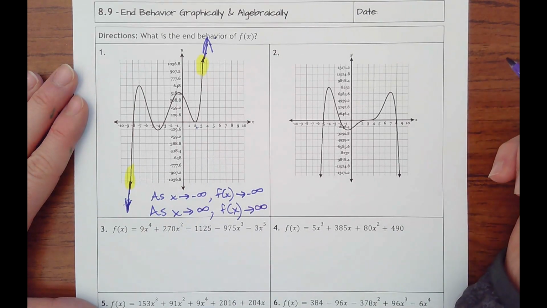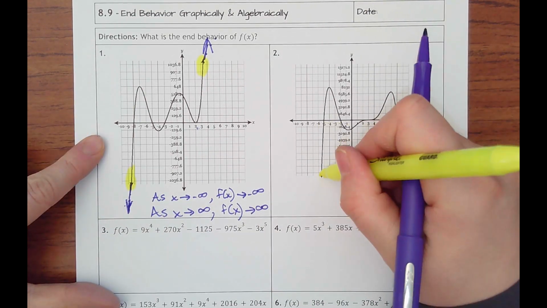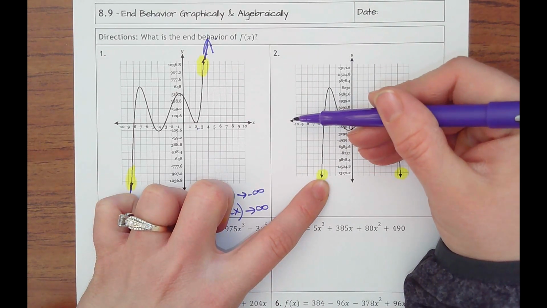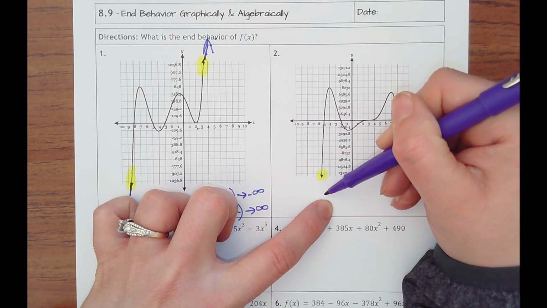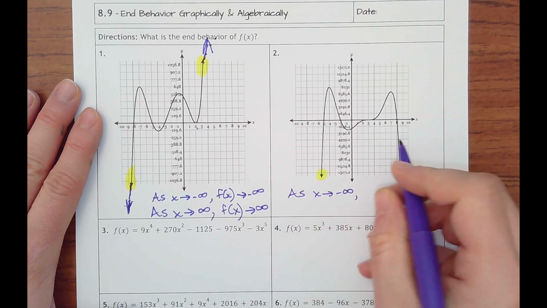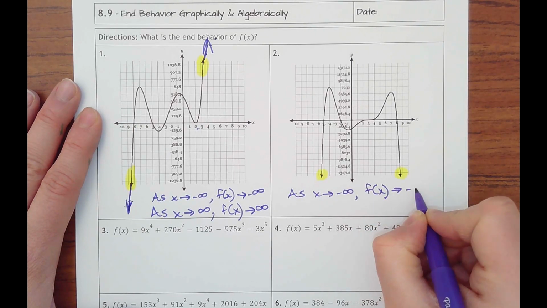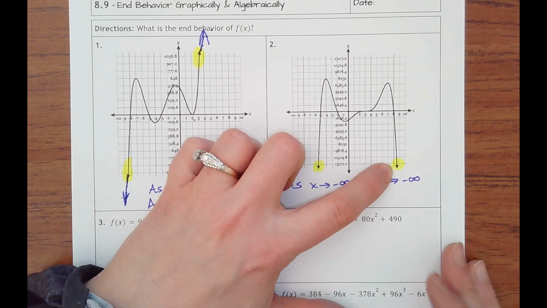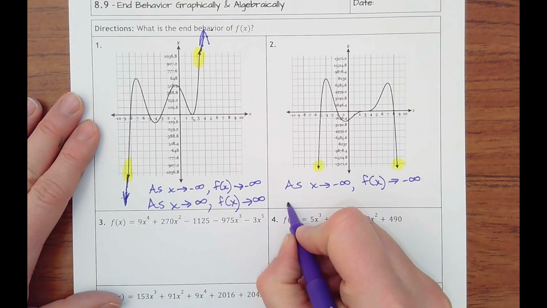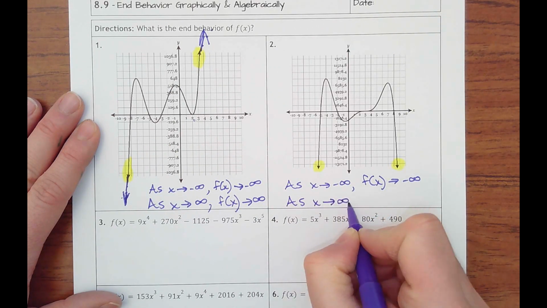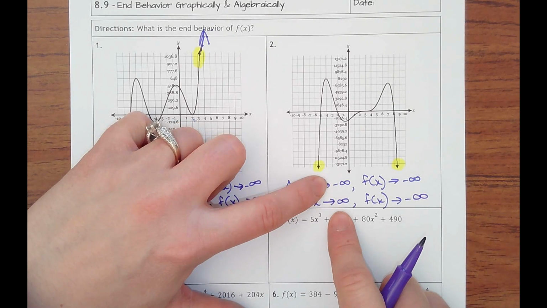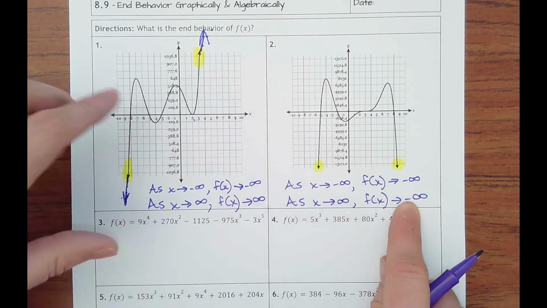Okay, number 2, I see both ends are pointing down. So on this side, as x is getting smaller, it's going down, the y's are getting more negative. So I would say as x goes to -infinity, f of x goes to -infinity. On this end, as x's are getting bigger, the y's at those points are going to keep getting smaller. So that tells me that the left and right ends are both going in the negative direction.